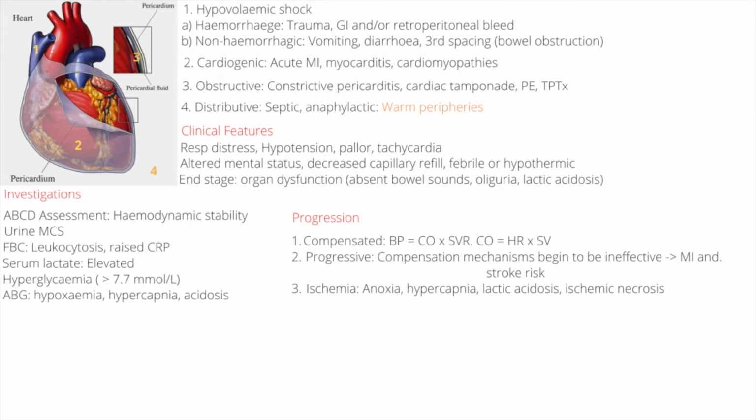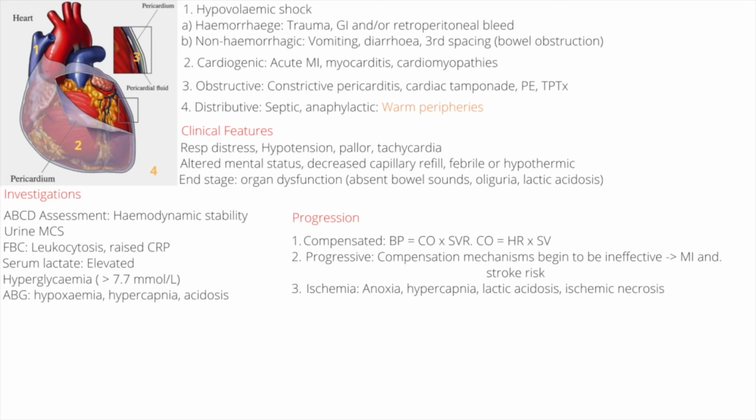Serum lactate may be elevated due to the anaerobic environment because the body's not getting enough oxygen, and there may be hyperglycemia. ABGs would show hypoxemia, hypercapnia, and acidosis. You can also do an ECG and chest X-ray.